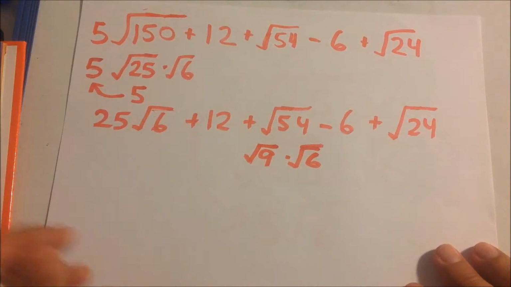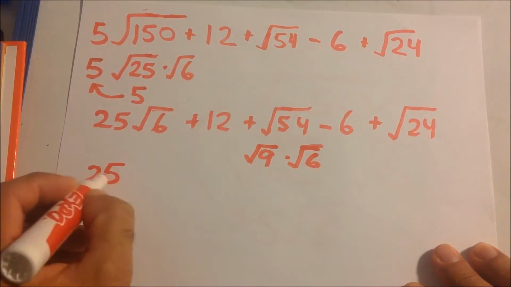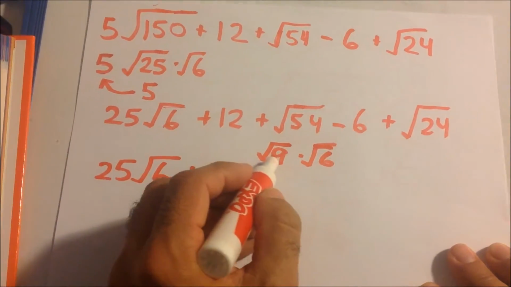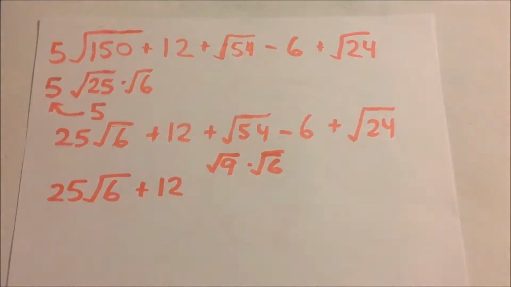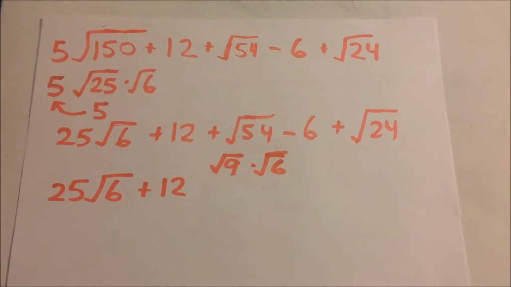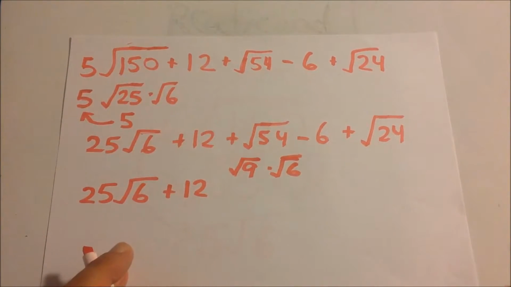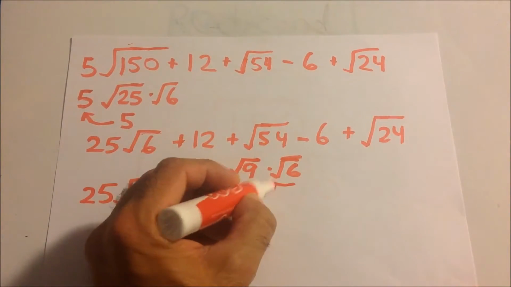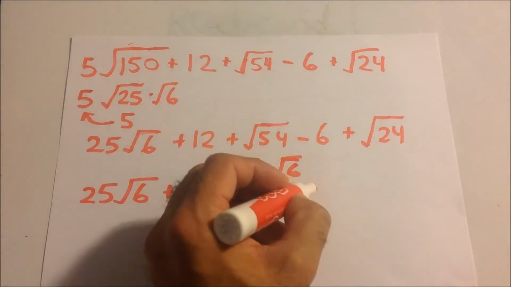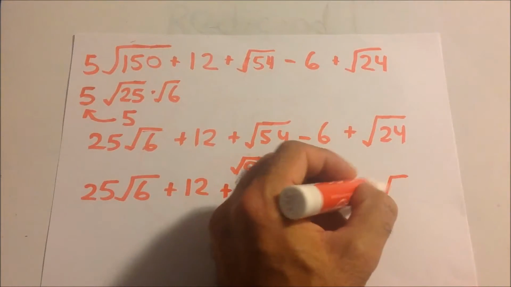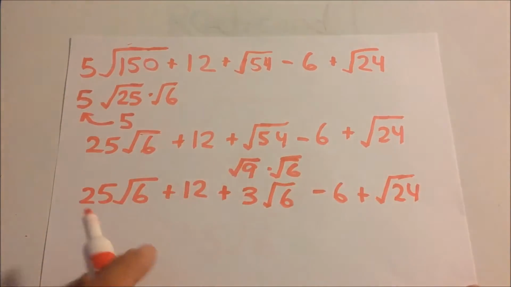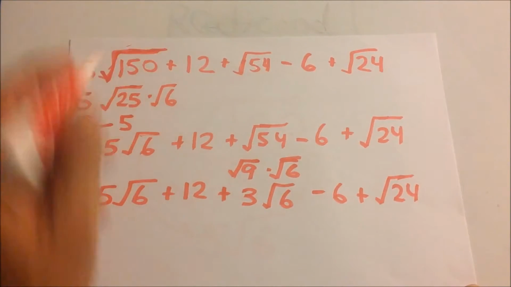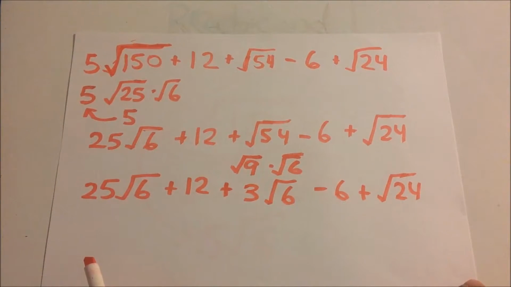Okay, so let's bring it over here. So we said we had 25 square root of 6 plus 12. Remember, the square root of 9 is 3. Okay, a little technical problem. So then we know we're going to have plus 3 because it's free. Right, minus 6 plus square root of 24. So again, I'm looking to break down the square root into perfect squares if I can. We're going slowly.